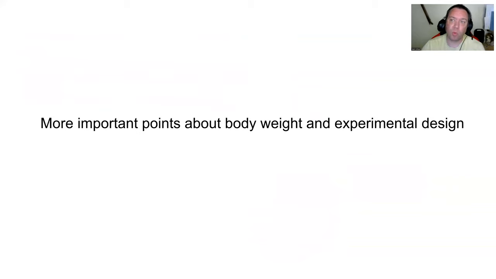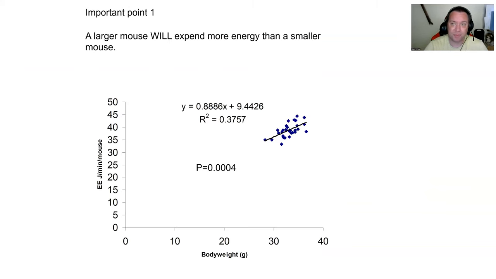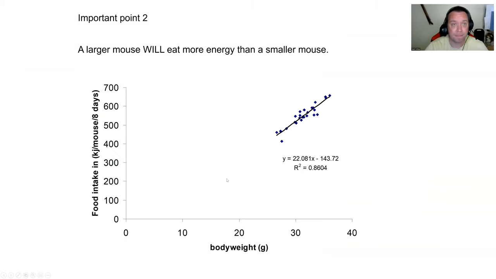Okay, so one of the things I showed you there was that all of the mice on a Western diet had the same energy expenditure as the mice on a chow diet once we were correcting for body weight. But an important point is they're doing that because they're larger. So larger mice are going to expend more energy than smaller mice. This is why we get these positive correlations. And also these larger mice are going to eat more food. So we would expect, given their higher energy expenditure, that these mice are also eating more food.